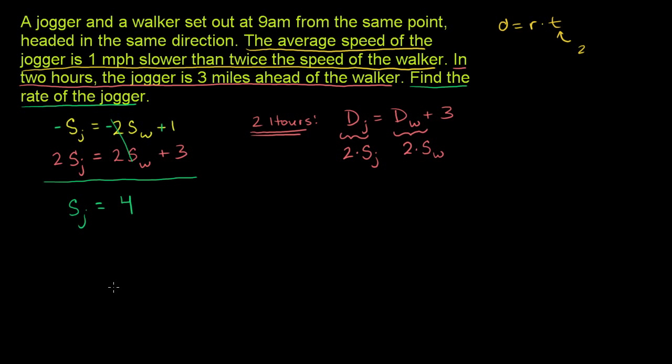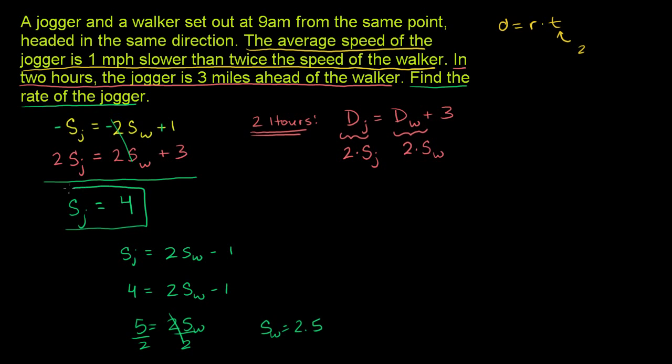If we also wanted to figure out the rate of the walker, we could substitute back into the original equation, which was the speed of the jogger is equal to 2 times the speed of the walker minus 1. We know the speed of the jogger is 4, so 4 is equal to 2 times the speed of the walker minus 1. Add 1 to both sides: 5 is equal to 2 times the speed of the walker. Divide both sides by 2, and the speed of the walker is 2.5 miles per hour. But we didn't even have to do that. This was the answer that the problem was looking for.